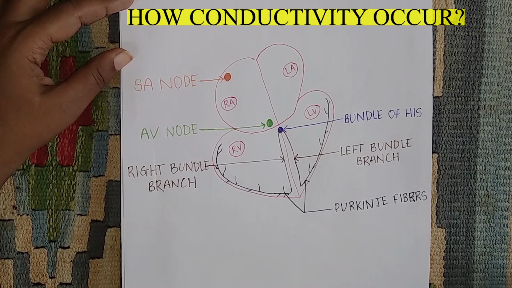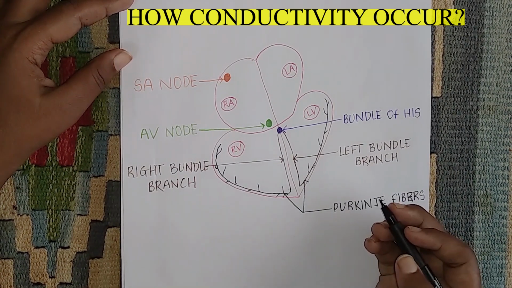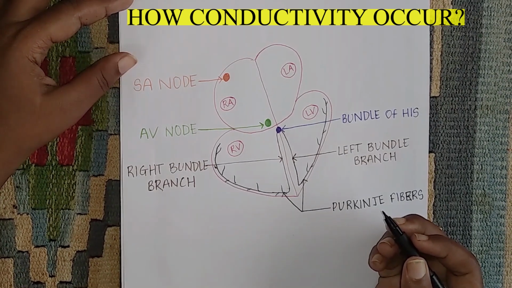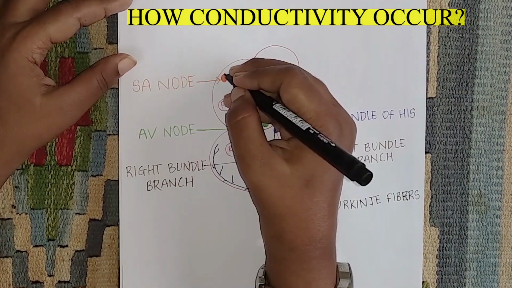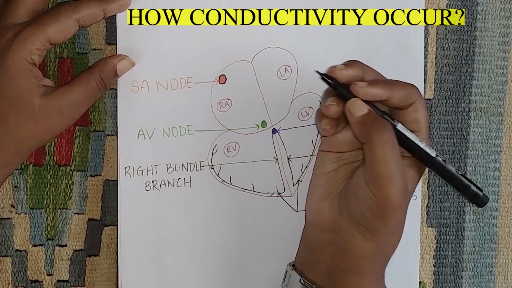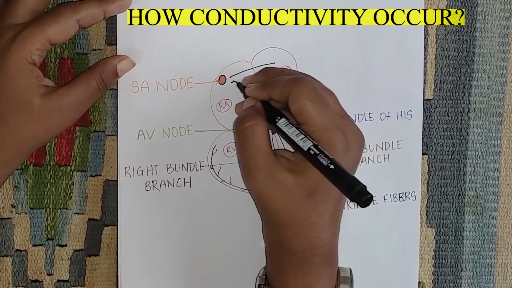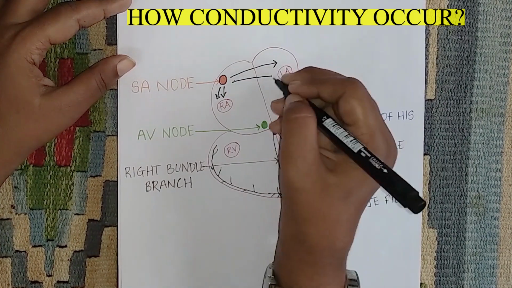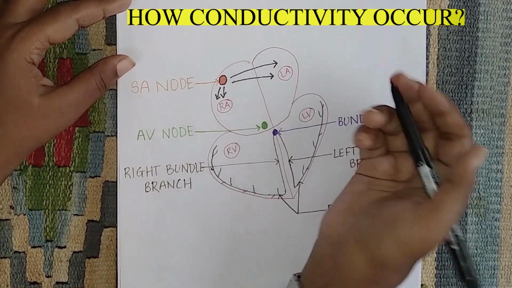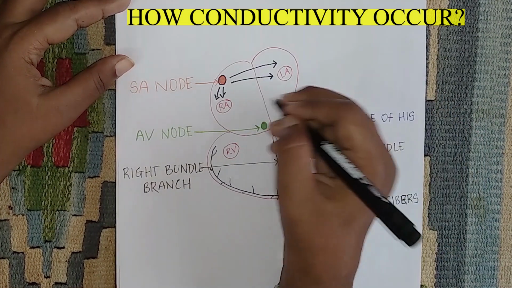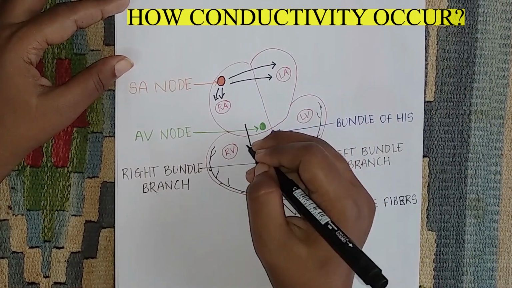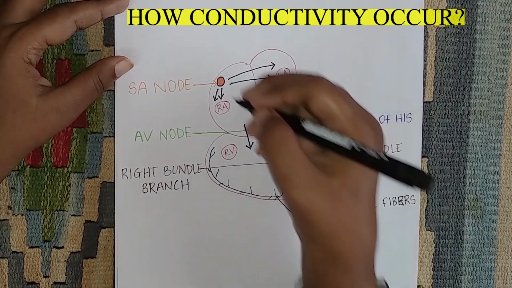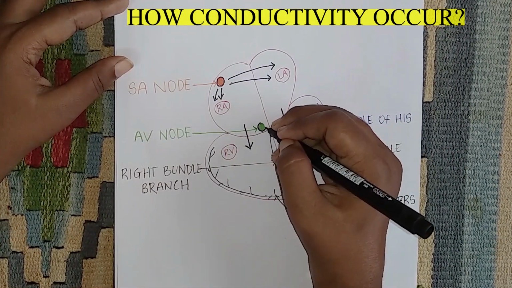Here we have come to the second last part of our video, that is the conductivity of the heart, or how actually conduction takes place in the heart. So when the SA node generates impulse, the impulse gets transferred to both the atria, right and left, which leads to the contraction of the atria, due to which the blood from the atria gets transferred to the respective ventricles. The impulse from the SA node also reaches the AV node.